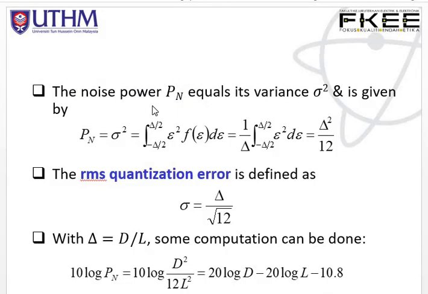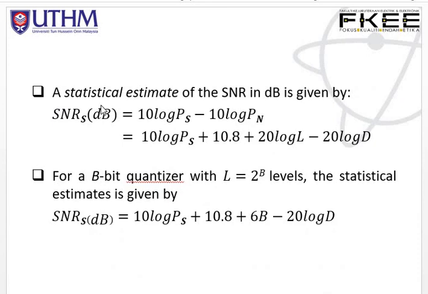Let's continue. This is the noise power Pn, equal to its variance. So Pn equal to the variance, or equal to the resolution squared divided by 12. And the RMS quantization error is given by delta divided by square root of 12. So with delta equal to D over L, some computations can be done: 10 log Pn equal to 20 log D minus 20 log L minus 10.8. So this is the statistical estimate of the SNR in dB.